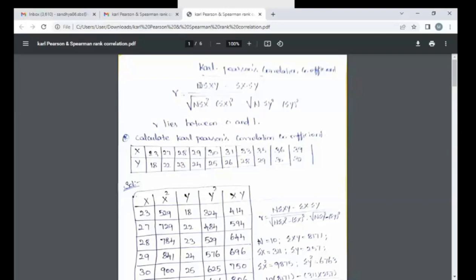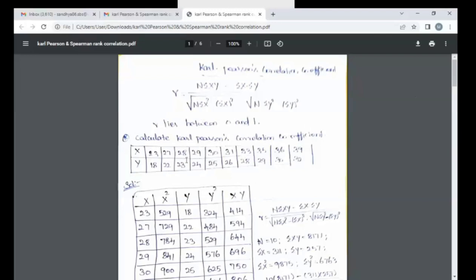Here n denotes the number of observations given in the problem. Then r lies between 0 and 1. This is the most important thing. Karl Pearson's correlation coefficient lies between 0 and 1, so your answer should be in between 0 and 1.